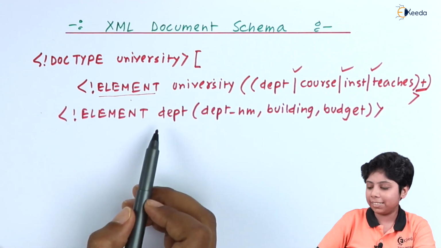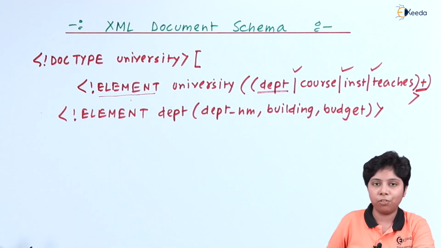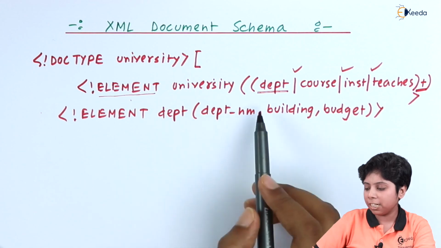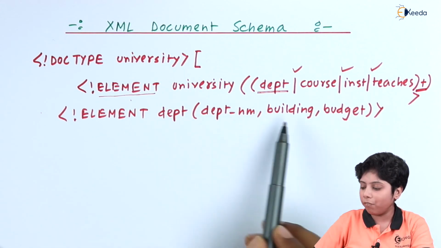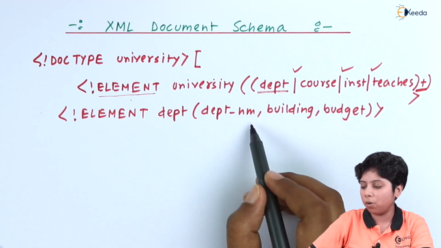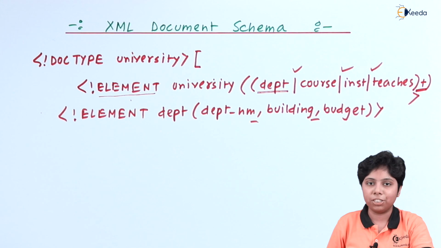So now our next element is department, which is a part of the element university, and the department has the department name, building, and budget attributes. Whenever we mention attributes, we can separate them with a comma operator. Just look at this convention.